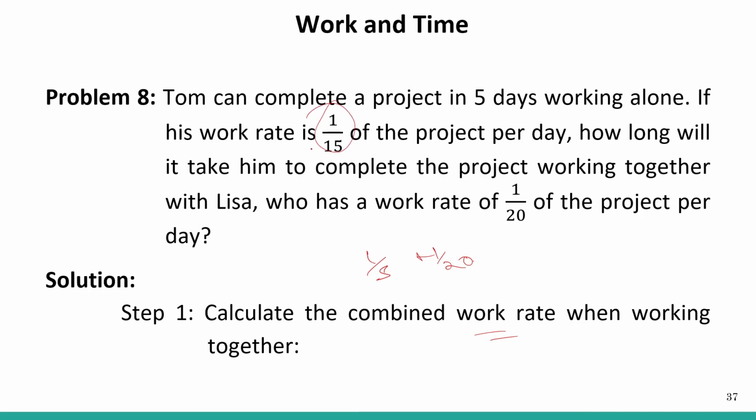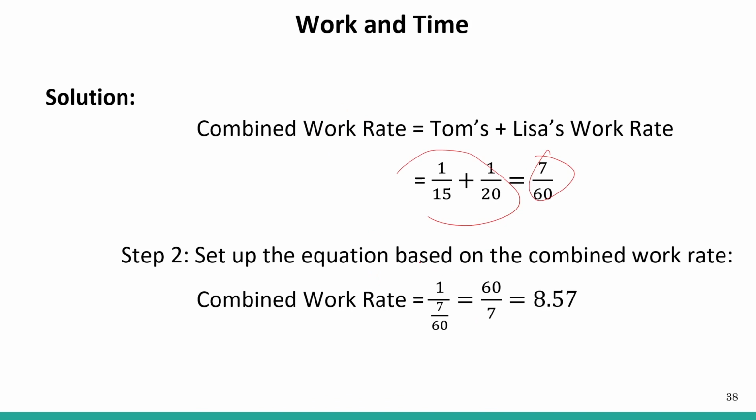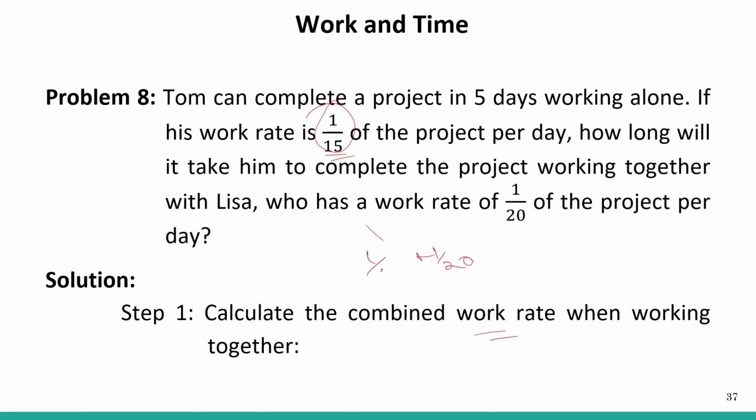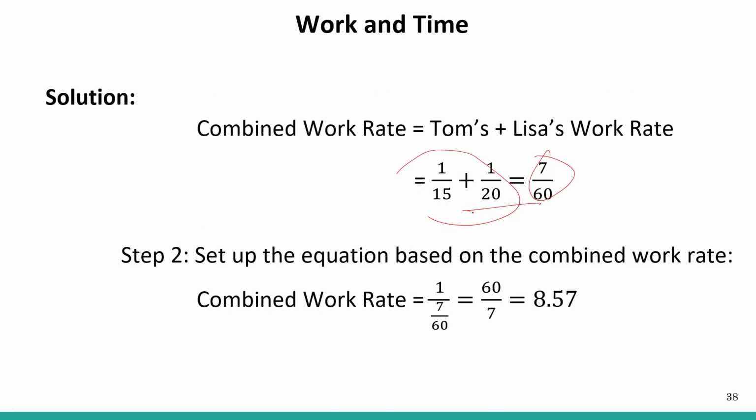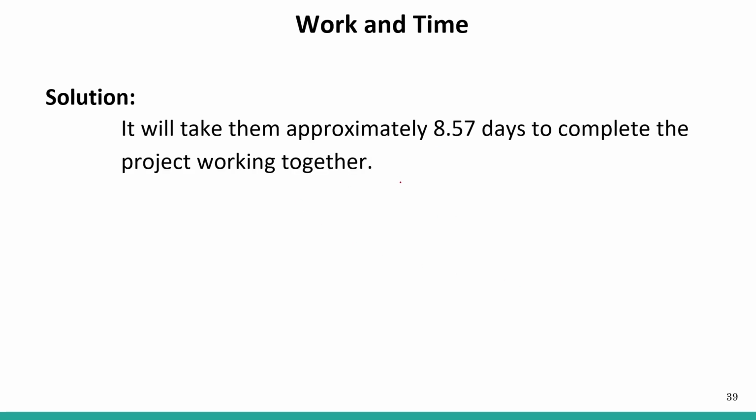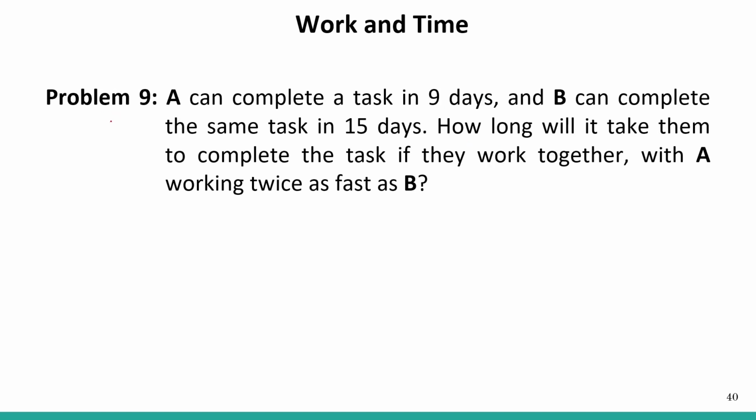For the project, his work rate is this much. Okay. So for this project, it will be this. What? 1 by 15. Okay. So 1 by 15 plus 1 by 20 is equal to 7 by 60. Set up the equation based on the combined work rate. So time is equal to 1 by 7 by 60. That is 60 by 7, which is equal to 8.57 days. So it will take approximately 8.57 days for them to complete the task. So let's see problem number 9.